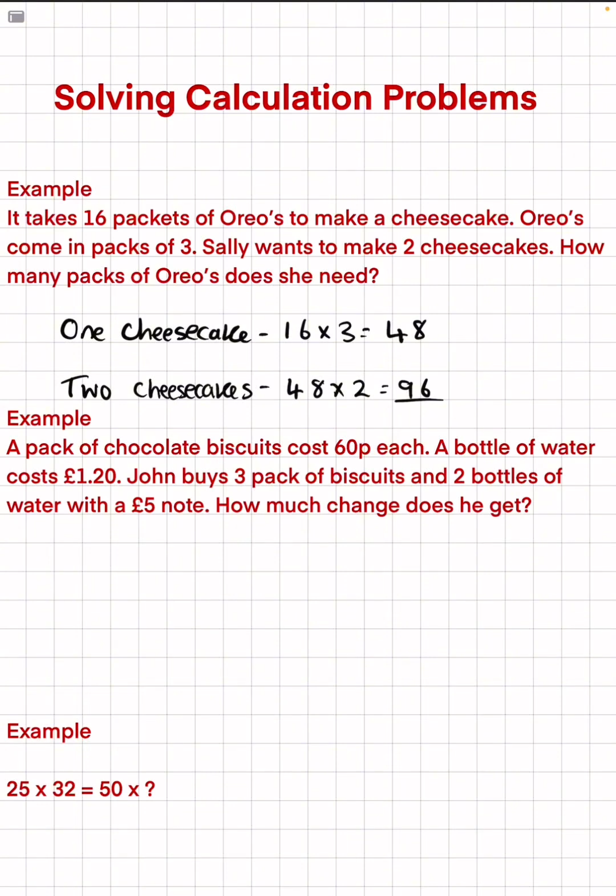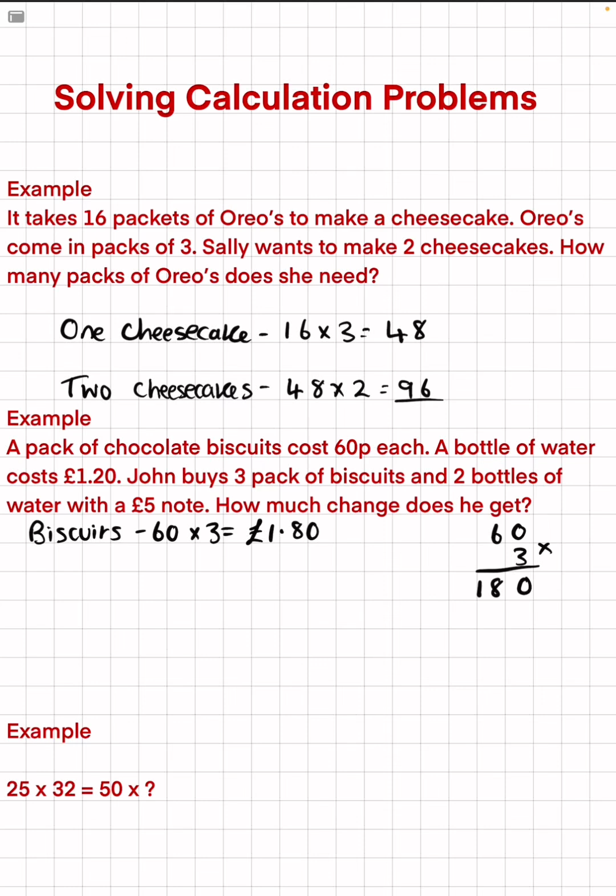First, let's work out how much 3 packs of biscuits cost. Each pack costs 60p and John buys 3 packs of biscuits. So we need to do 60 multiplied by 3. To work this out, we can do 3 times 0, which is 0. 3 times 6 is 18. So 3 packs of biscuits cost £1.80.